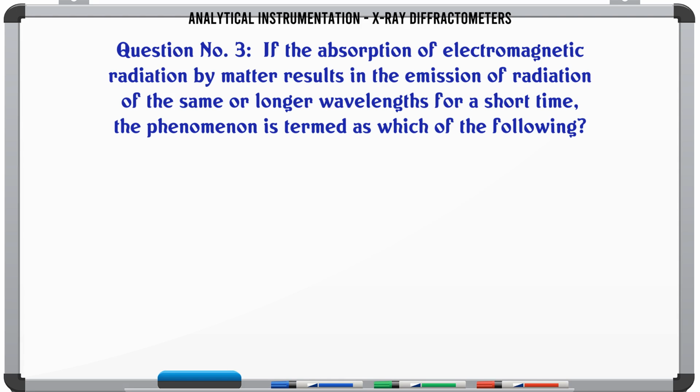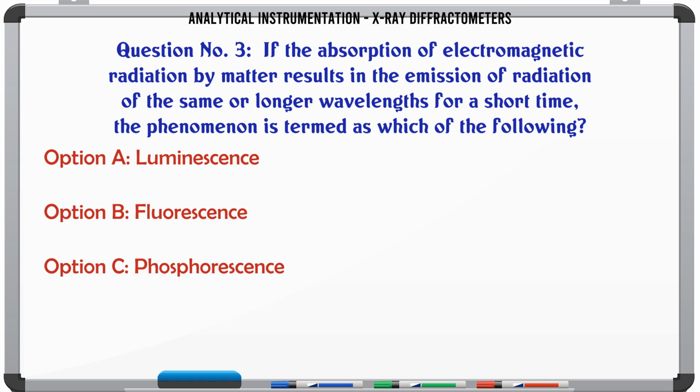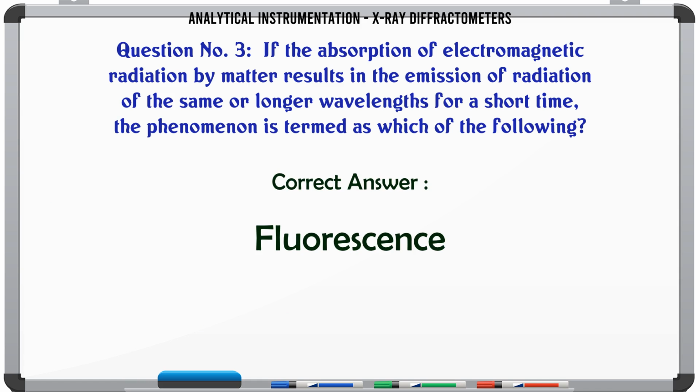If the absorption of electromagnetic radiation by matter results in the emission of radiation of the same or longer wavelengths for a short time, the phenomenon is termed as which of the following? A. Luminescence. B. Fluorescence. C. Phosphorescence. D. Spontaneous emission. The correct answer is fluorescence.